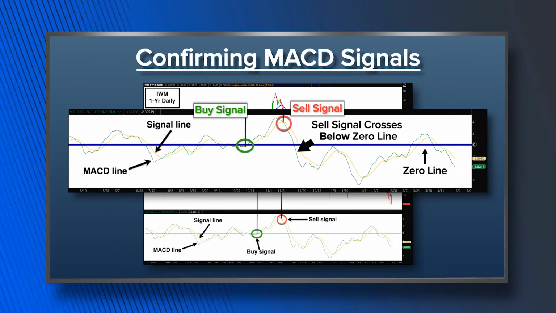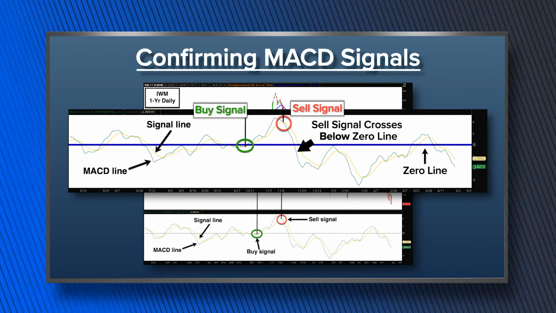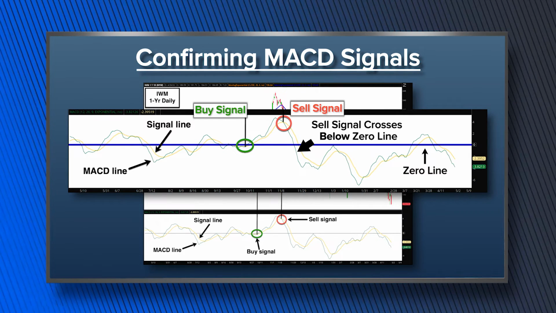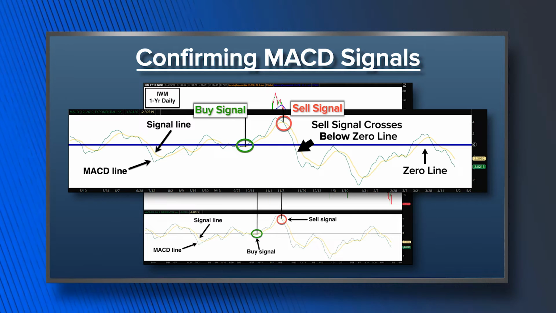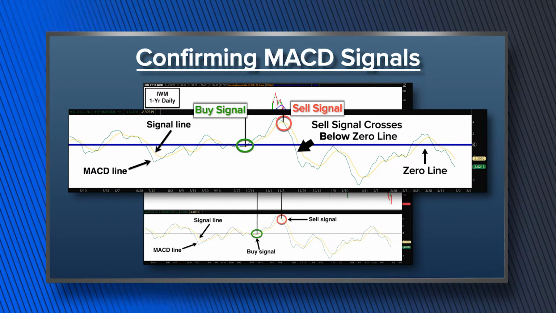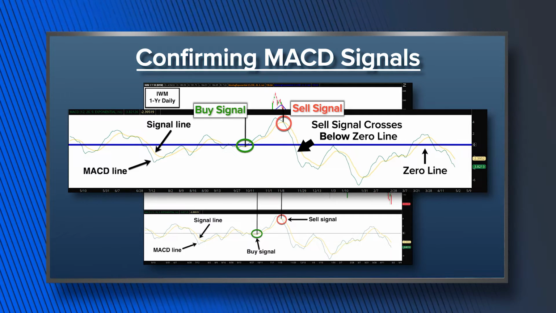Setting the stage, the MACD sell signal is when you have the MACD moving in an upwards direction and then it reverses lower and crosses over that signal line. Now again, a lot of people will take that as the sell signal, but more conservative people want to see a cross back below that zero line to confirm the sell signal.